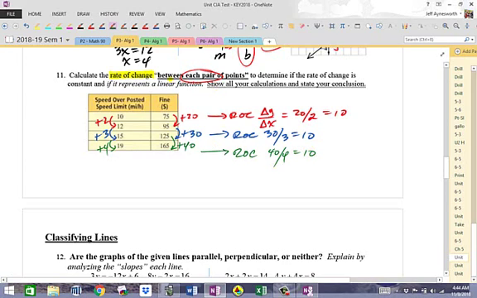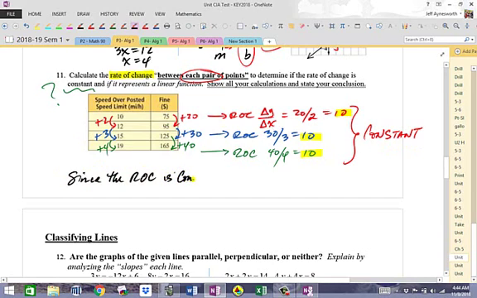So I calculated the rate of change between each pair of points to determine if the rate of change is constant. Is it constant? And it is, because if you look at these rates of change, they're constant, which means it remains the same. That tells me that we have a linear function here. Since the rate of change is constant, this represents a linear function.